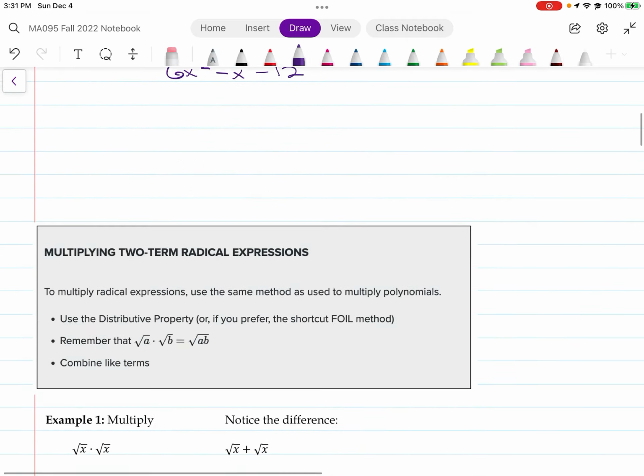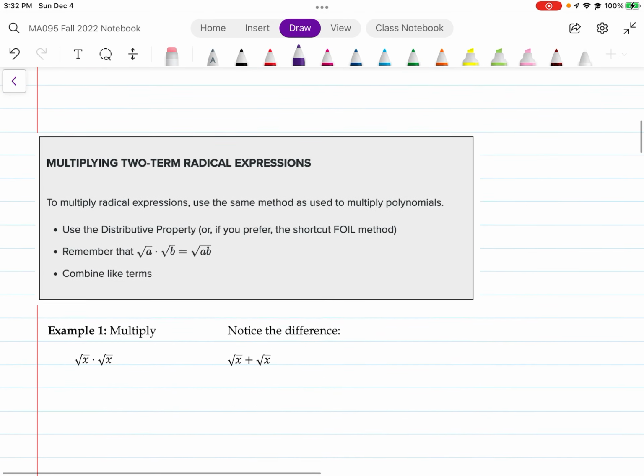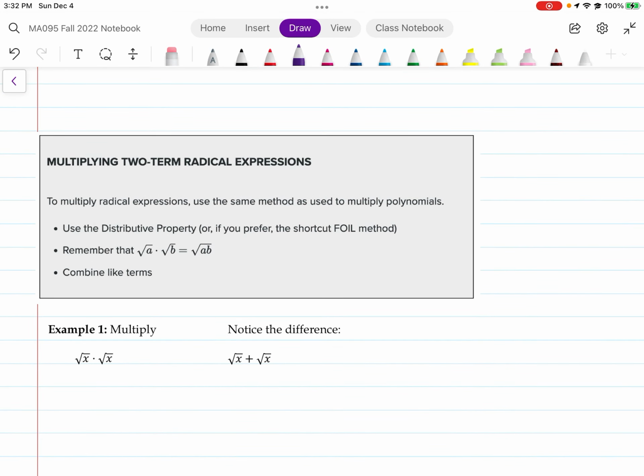All right, so multiplying a two-term radical expression, you're going to use the distributive property. Sometimes you'll get to use FOIL if it's two binomials. And then remember that if you take the square root of a times the square root of b, that's the same thing as the square root of ab. And then always combine like terms, which we practiced doing last time.